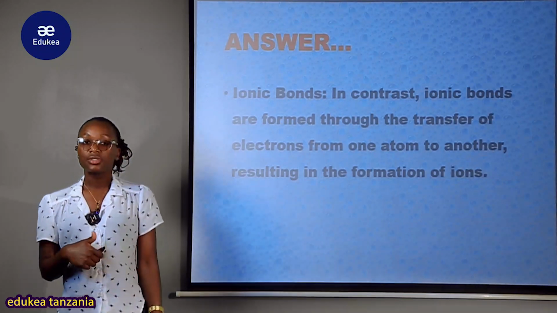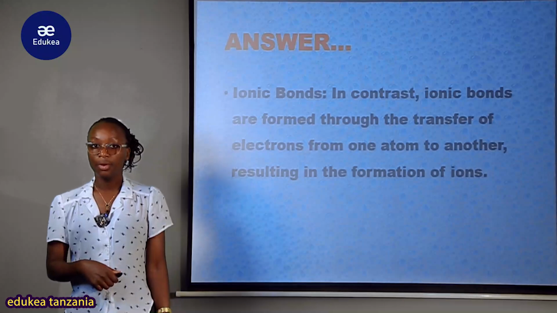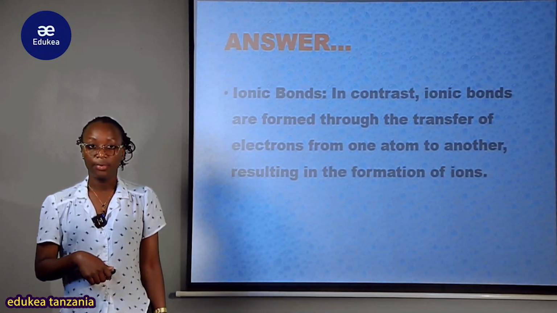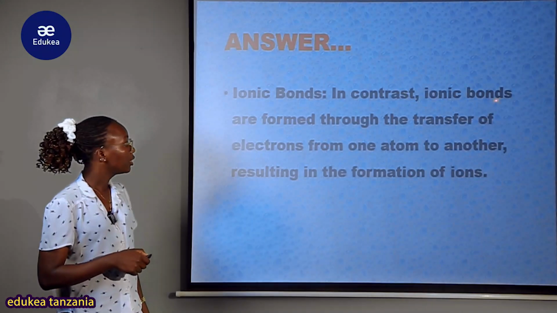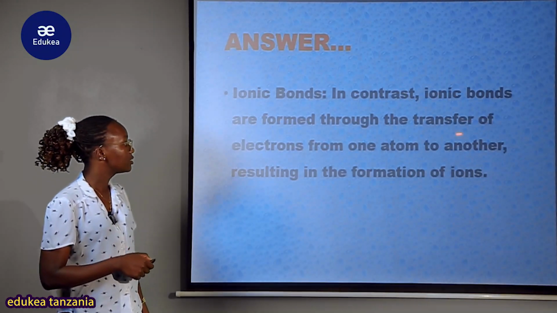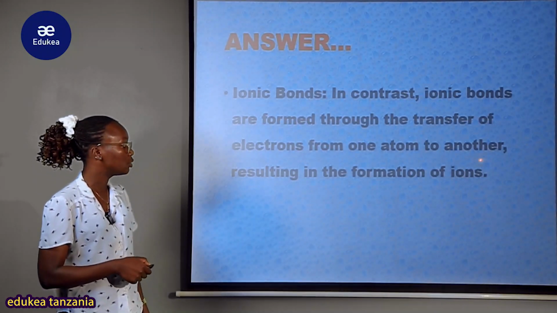Okay, now let us talk about ionic bond or electrovalent bond. So in contrast, ionic bonds are formed through the transfer of electrons from one atom to another.